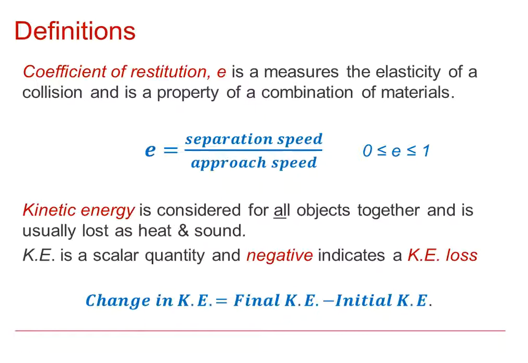Kinetic energy needs to be considered for all the objects together and is usually lost due to heat or sound during the collision. Kinetic energy is a scalar quantity, and a negative answer will indicate a kinetic energy loss. So change in kinetic energy is final kinetic energy minus initial kinetic energy.